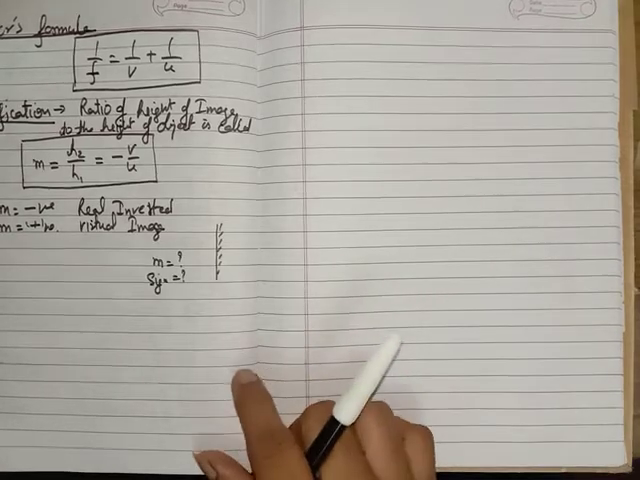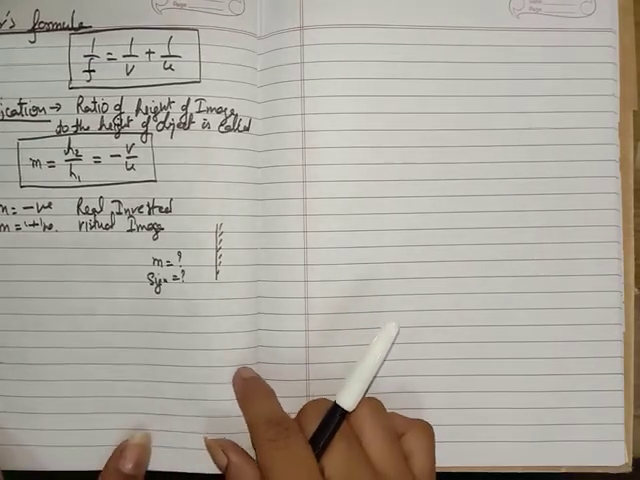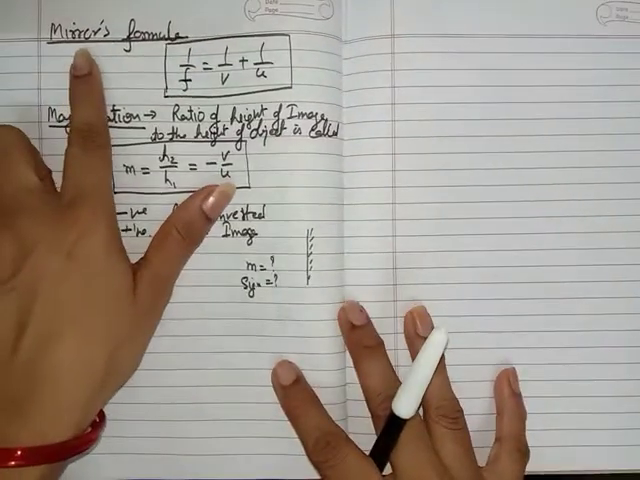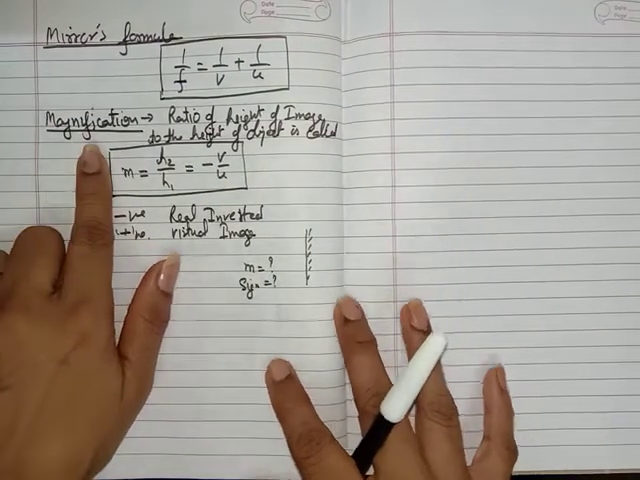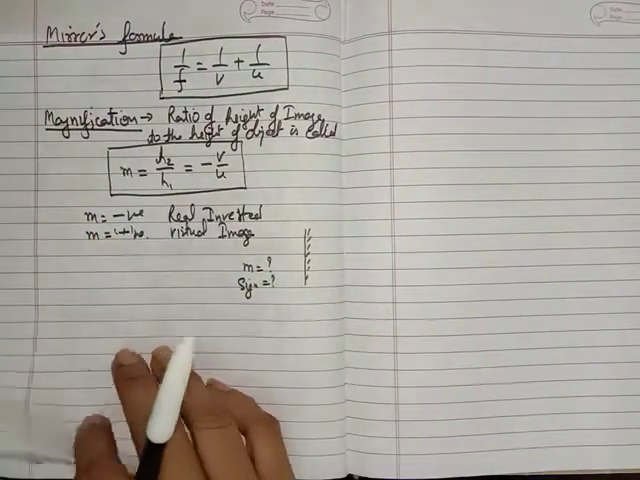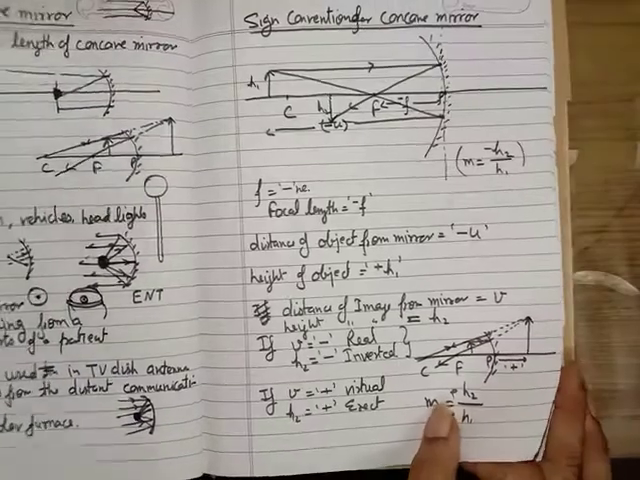Good morning, students. I have explained to you in the last lecture what the mirror formula is and what the magnification is. Now I am going to explain some numericals of the concave mirror.